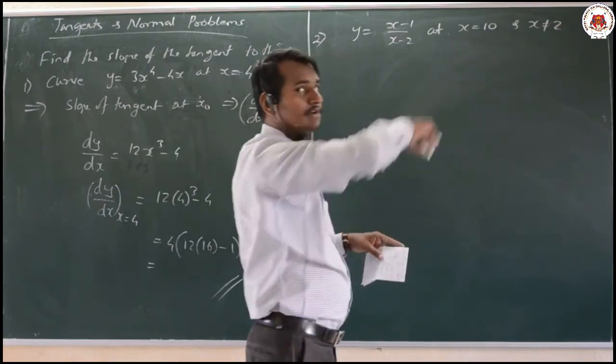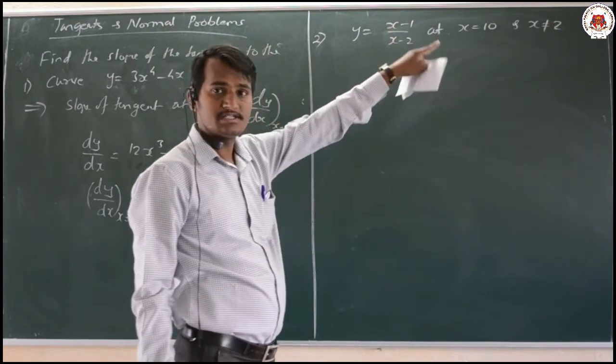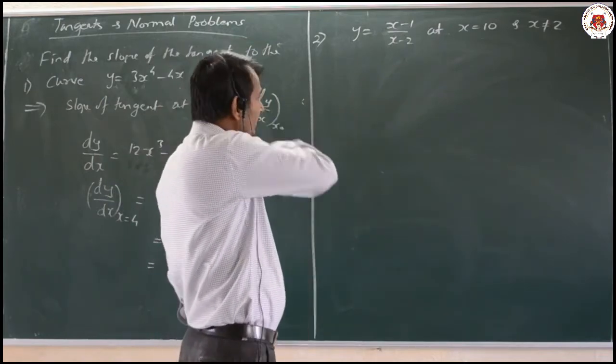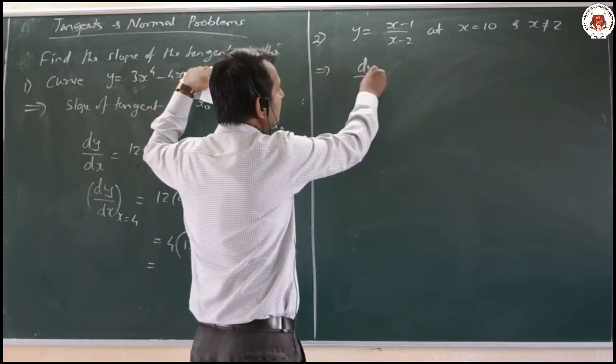Why am I taking x not equal to 2? If I take x is equal to 2, what happens? Anything divided by 0 is not defined here. Now here we know that the slope of the tangent we require to find is dy by dx.